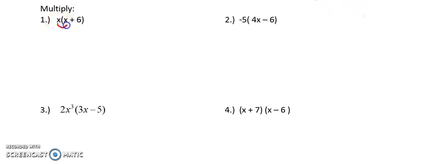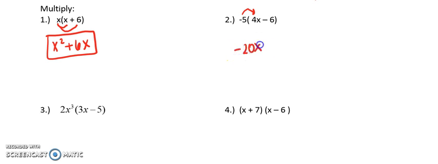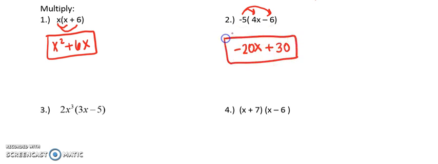So right here when we're multiplying, x times x is x squared, and make sure you multiply it times every term inside. So x times 6 is positive 6x. And since this has a square and this doesn't, there are no like terms and you are done. Let's go ahead and do this here. So negative 5 times 4x is negative 20x. And then negative 5 times negative 6 is positive, be careful there, 30. And those are not like terms, so you are done there.